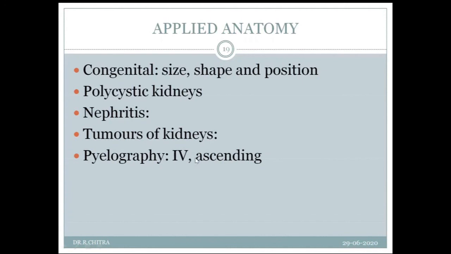There are two ways of pyelography. Intravenous pyelography: you give the contrast material through an intravenous line, then the contrast is excreted by the kidneys, and we can visualize the calyces and the ureter. That is called a descending pyelogram. Or if you inject the contrast material via the urethra and urinary bladder to visualize the kidneys, that is the ascending pyelogram.